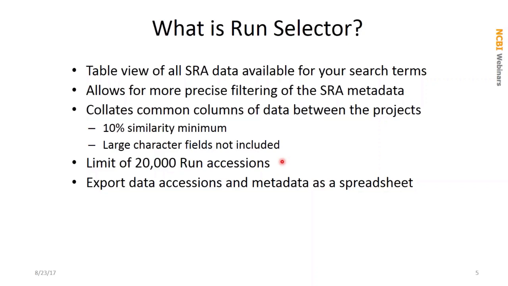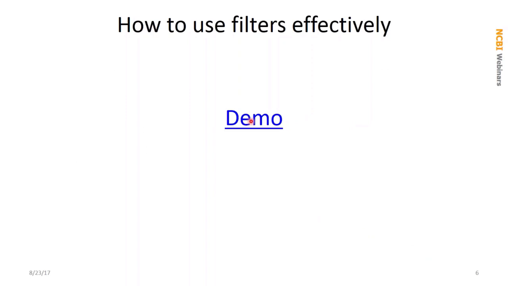There is a limit of 20,000 run accessions that can be viewed in the Run Selector. And finally, after you've filtered down the data to where you want it, you can export the data accessions and the metadata as a spreadsheet. All right, so let's go ahead and jump into the demo.